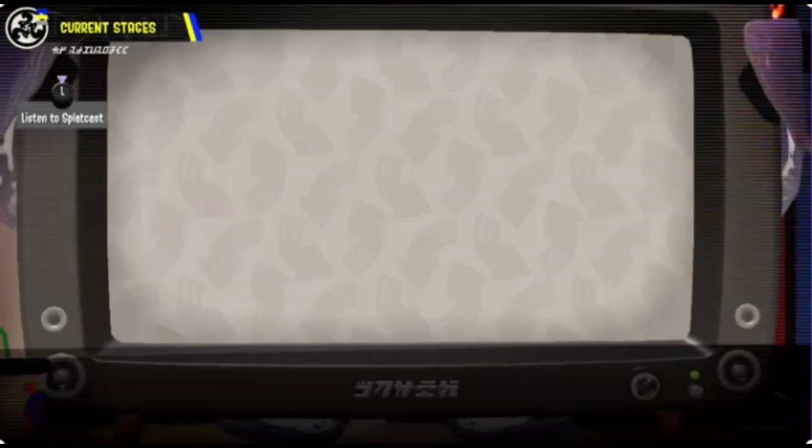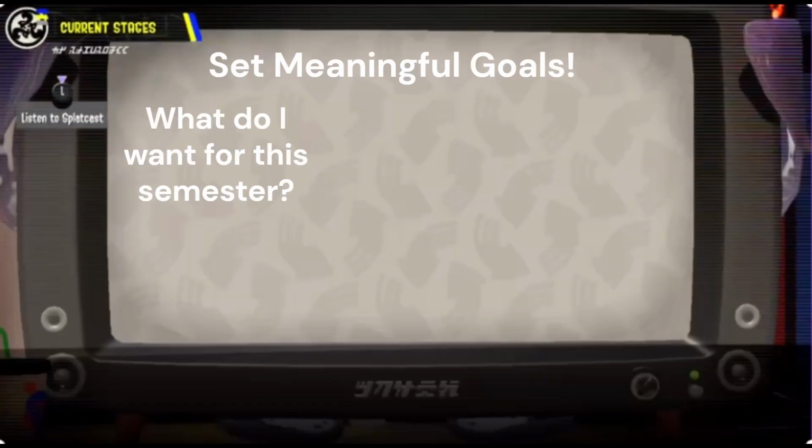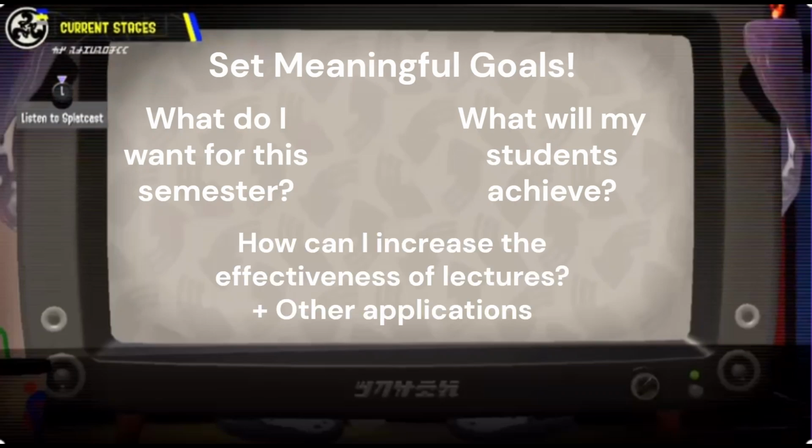Another really important factor of being an amp is to set meaningful goals. Just ask yourself, what do you want to achieve as a peer mentor this semester? What do you hope the students in your course will achieve? What can you do to enhance the effectiveness of your course instructor? How can you apply what you're learning to other classes or your other partnerships in general? This semester, we will be teaching you that effective mentorship is a constant process.